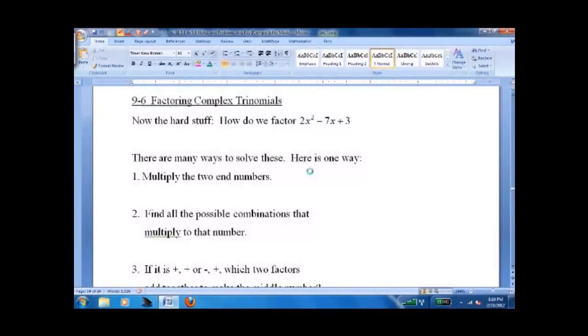Lesson 9.6, factoring complex trinomials. This is challenging. Follow the steps, make sure you're good at the original ones, and use this. Lots of different ways to do this. I've seen it with a box. I've seen guess and check saying, well, what multiplies to 2?